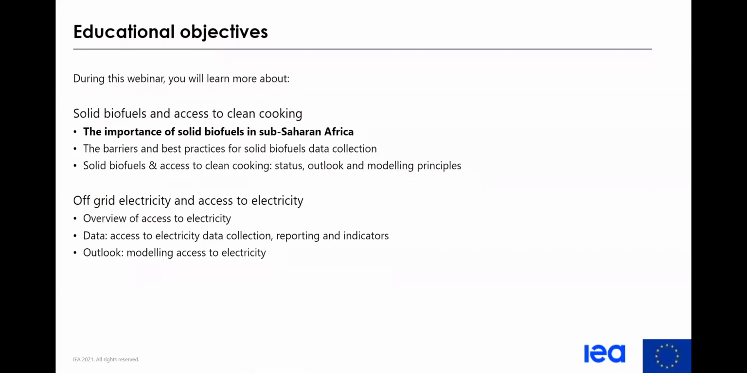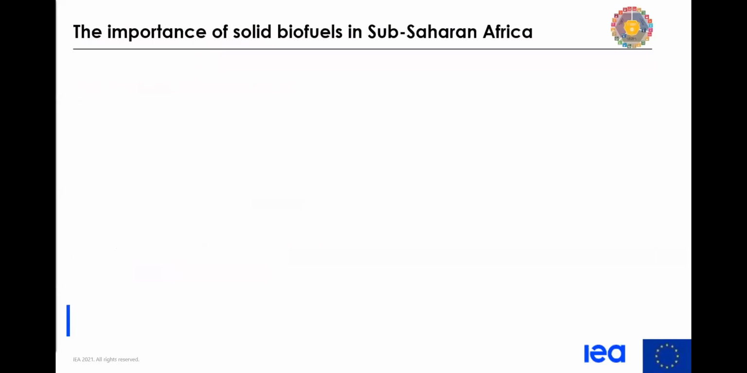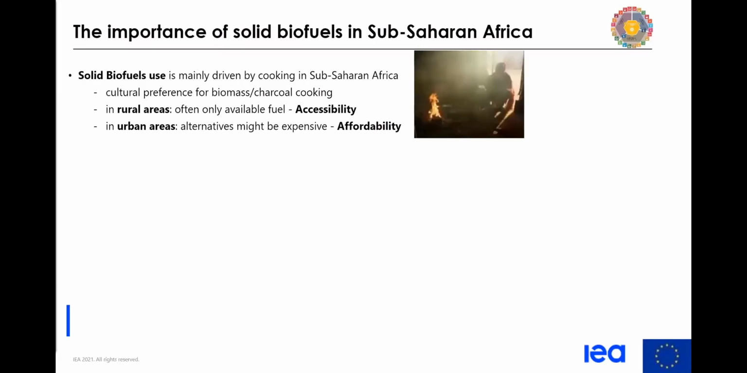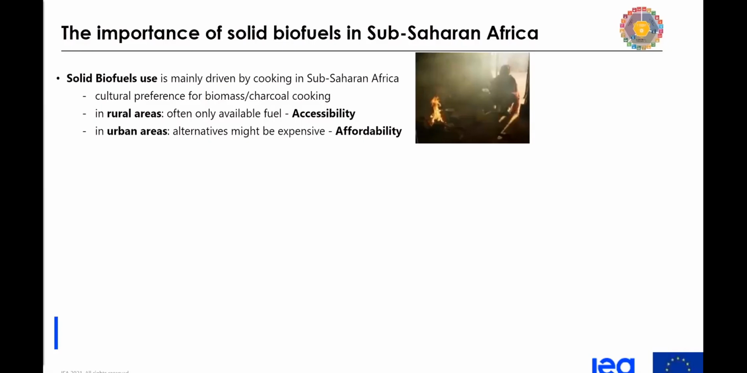Let's get started with solid biofuels and access to clean cooking. We will look at the importance of solid biofuels in sub-Saharan Africa. Solid biofuels is an important and useful energy source in most African countries and is used primarily for cooking purposes and then for producing electricity. First, there is the cultural preference of some people who prefer to cook using firewood traditionally, but there is often an accessibility issue in rural areas for other sources of energy such as LPG, and so firewood is usually the most accessible fuel for cooking.